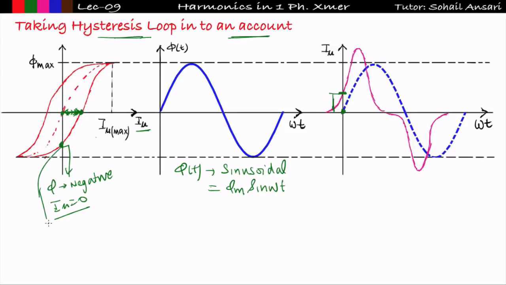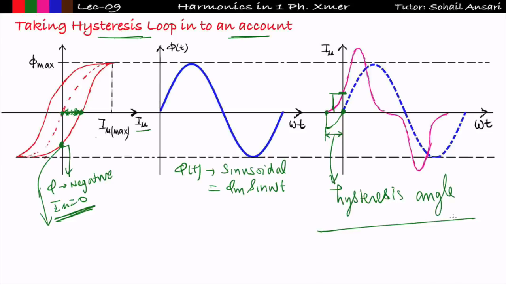Now see this point. At this point, when the flux is negative, the value of I_mu is 0. The flux is negative here. This is the sinusoidal flux, and at this point the value of I_mu is 0. So what is the conclusion? The conclusion is that the magnetizing current leads the flux by some angle. This angle is known as the hysteresis angle. So if I consider the BH characteristics like the hysteresis loop, then the magnetizing current will lead the flux by some angle. This angle is known as the hysteresis angle.